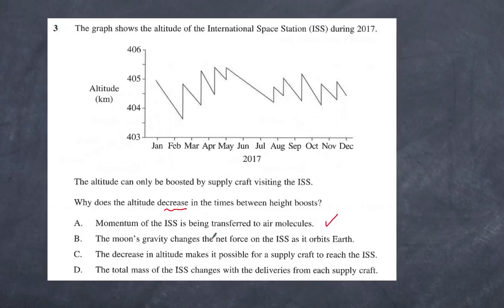The Moon's gravity changes the net force on the ISS. The Moon has nothing to do with it, so that is not correct. The decrease in altitude makes it possible for supply craft to reach the ISS. That may be true, but it doesn't tell us why it occurs, so C is out. And D, the total mass of the ISS changes with deliveries from each spacecraft. That is true, but the orbital velocity is determined by the square root of GM/r, and this M is the mass of the Earth. The mass of the ISS is not a factor here, so D is also incorrect.